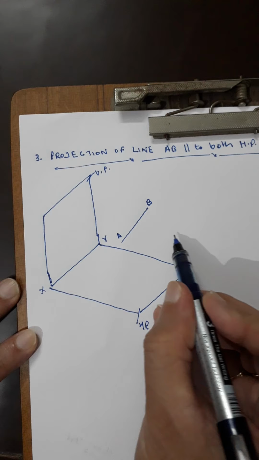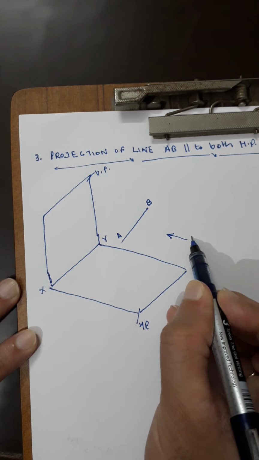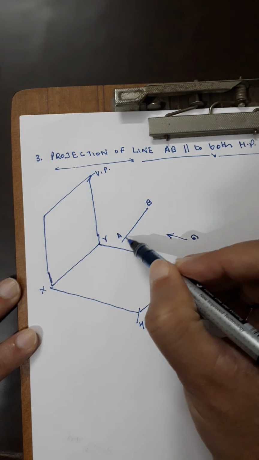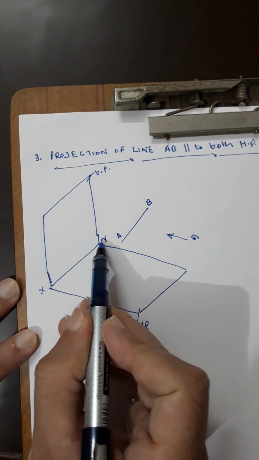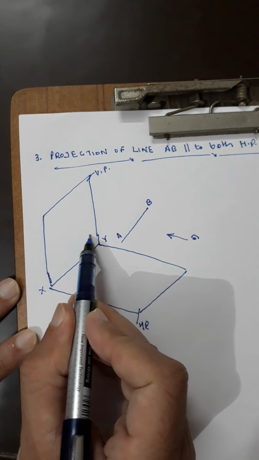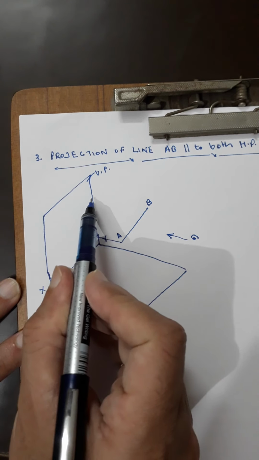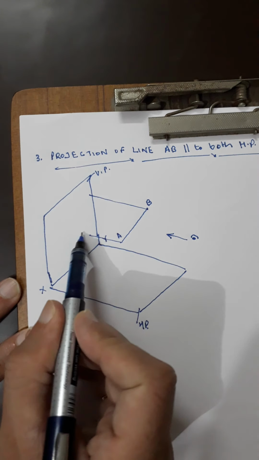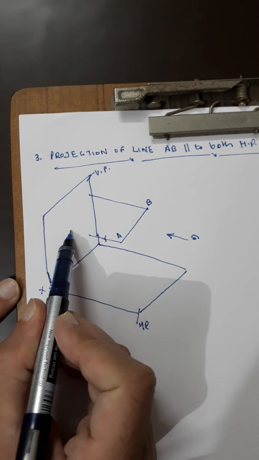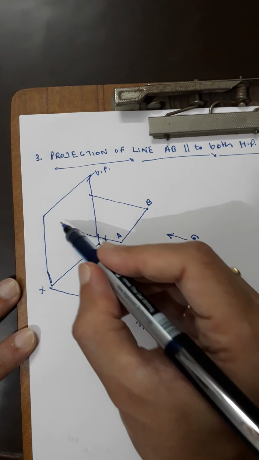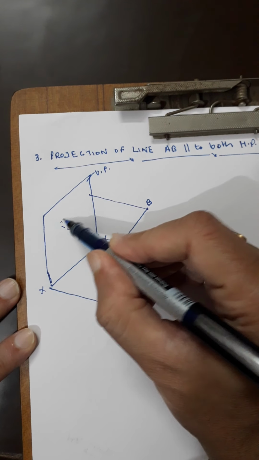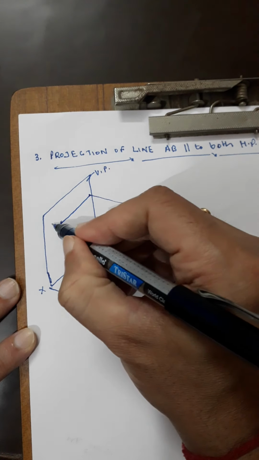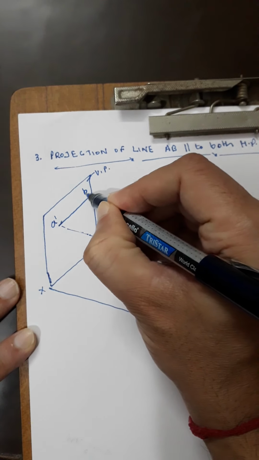Now you want to see it from the front side. What will happen? You will see the true length, the actual size. If you project it here, you get to see the true length, the true size. This is its projection, A dash and B dash.